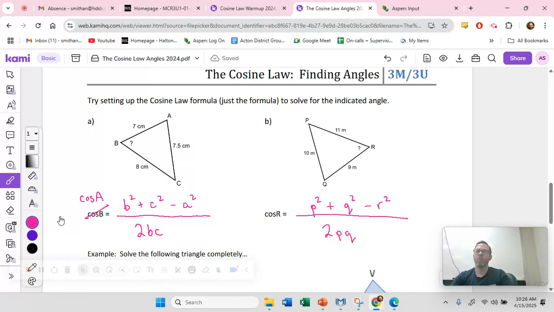Good job, Andrew. All right, you guys okay with that? It's the same setup every time. You're subtracting the letter that matches the angle. Okay, so let's do one more.